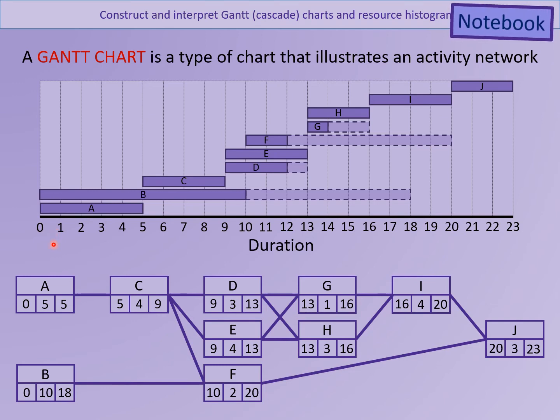Okay, right, so in your notebooks, make sure it's nice and neat. That's an example of a Gantt chart from an activity network. Okay, pause if you need more time.